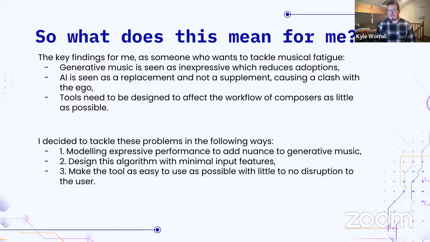I also decided to design this algorithm with minimal input features, because some of the very successful algorithms in the sort of academic space are using features like score cues. And for anyone that's worked among composers, or as a composing assistant will know, we often don't add score cues to the music. A lot of the time music is made in a DAW, and then when the scores are made, they're handed off to musicians. So at that point, you kind of don't need this performance modeling algorithm.